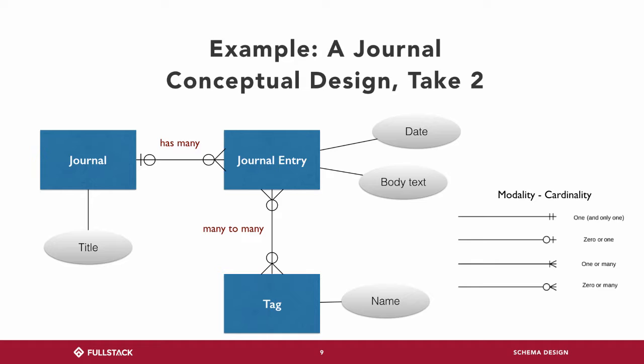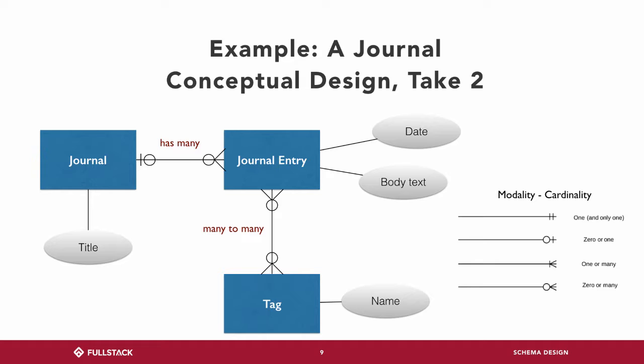We have a journal. Our journal would have a title, and a journal would have many entries. And when we say a journal is going to have many entries, it could have 0, it could have 1, it could have 100, right? So when we talk about that, we're talking about cardinality, okay? A journal has many entries. If we go the other way around, we would say that an entry belongs to a journal, okay?